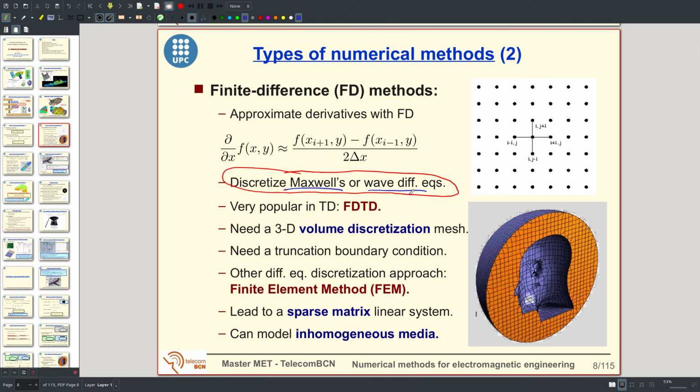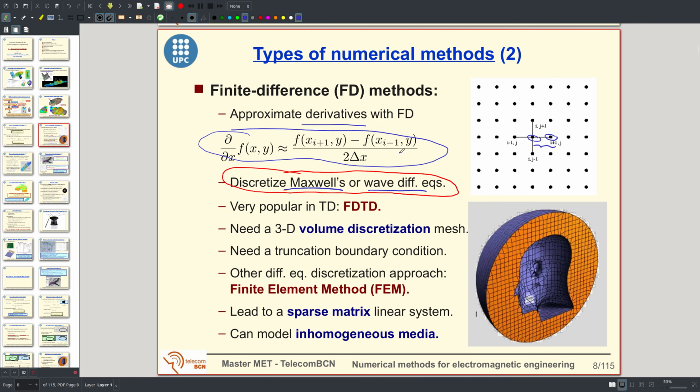In this case, we can approximate the derivatives that are implicit in these operators using finite differences. Remember from your mathematics courses that you can approximate a derivative by just a subtraction of the function samples at two points that are very close, and divide by the separation of these samples. This would be a first order derivative, like here.